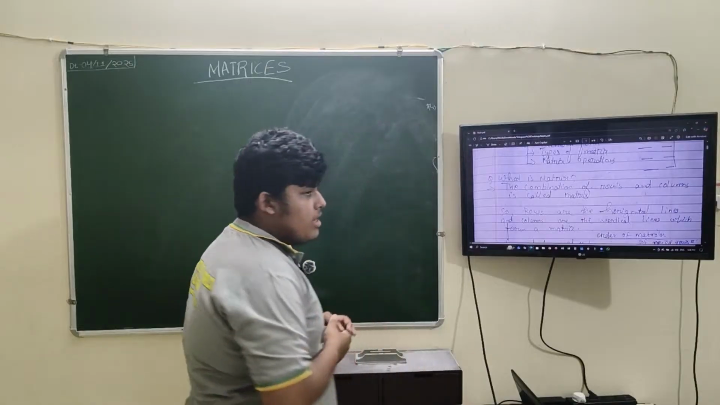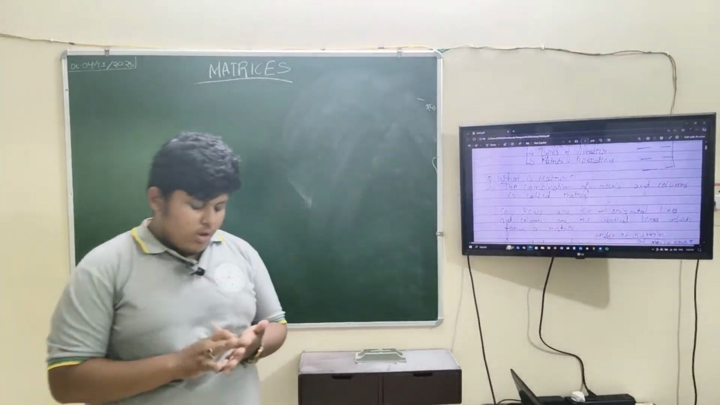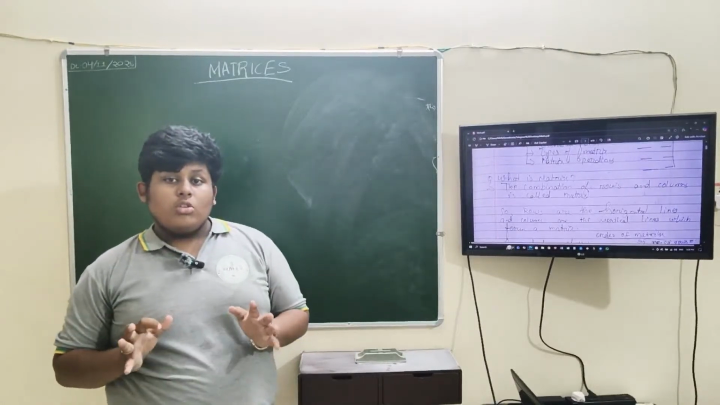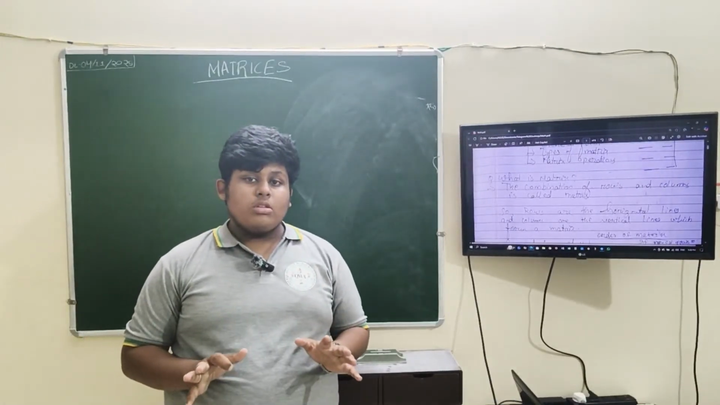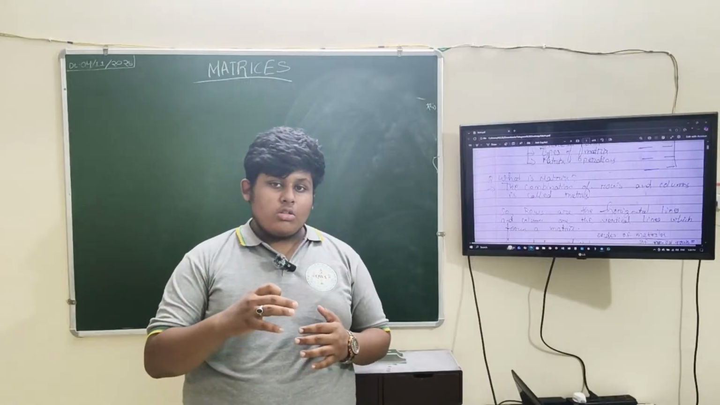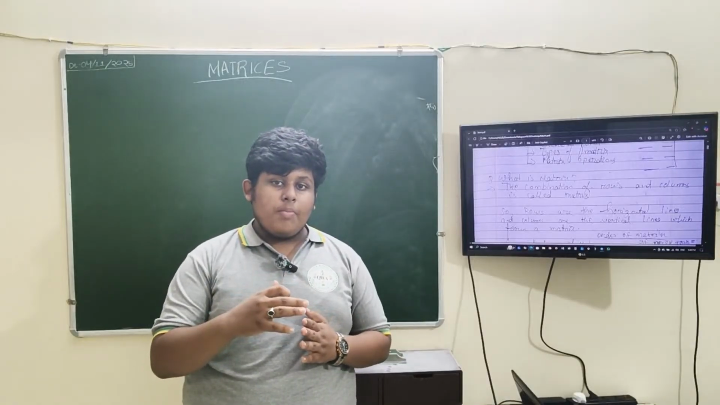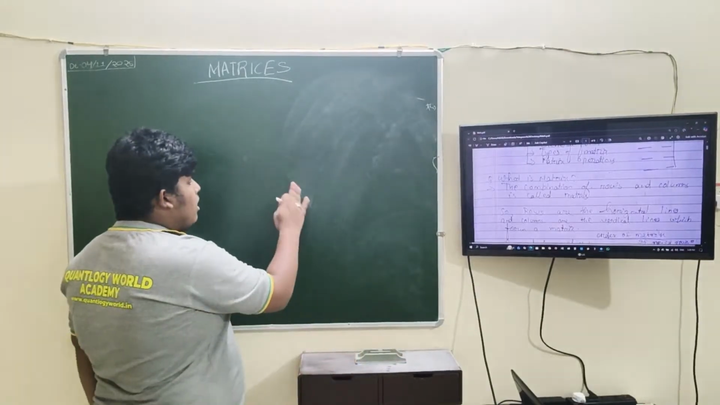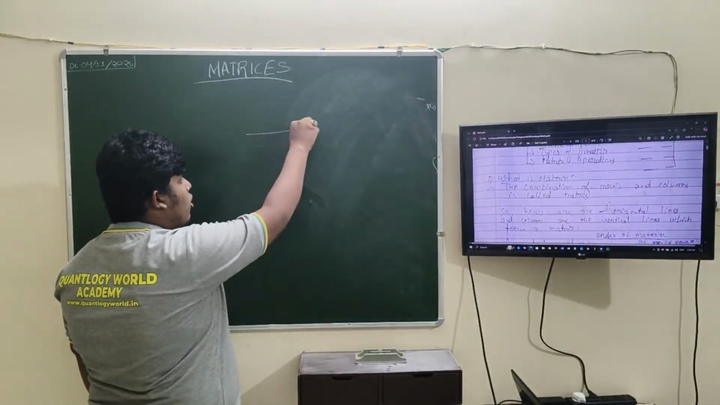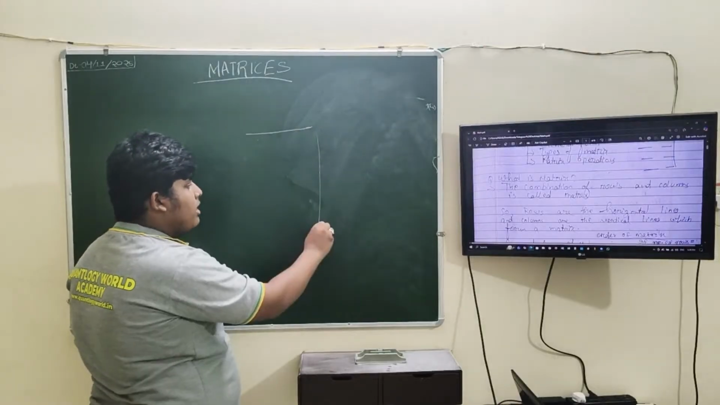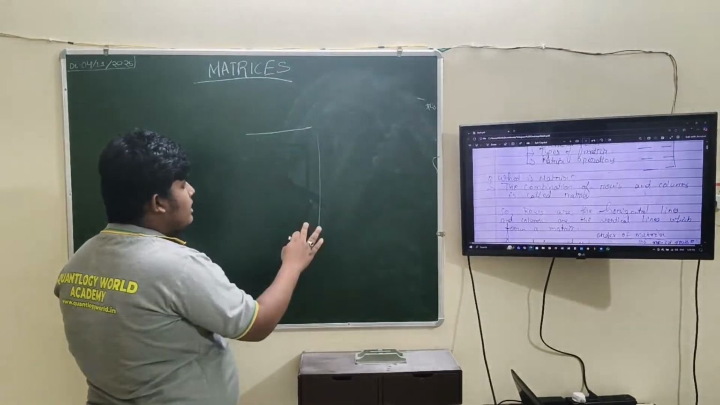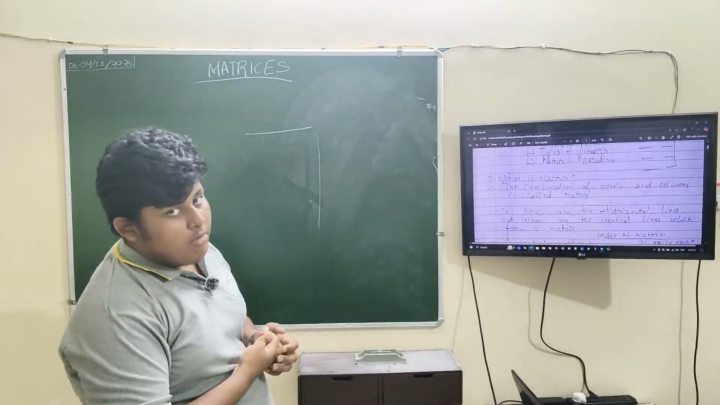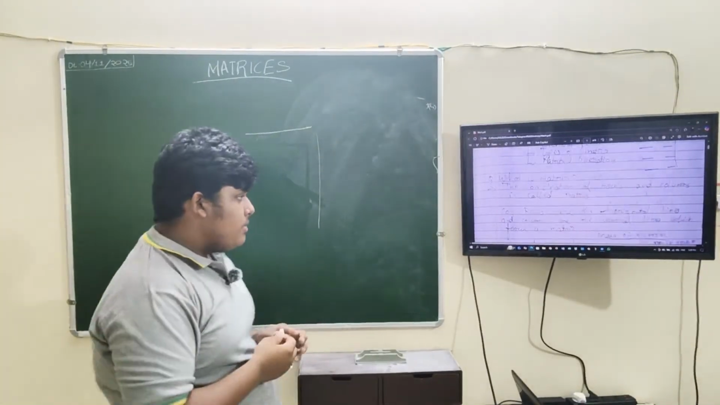So the first topic is what is matrix. First we have to know the meaning of this chapter, what is matrix. The combination of rows and columns is called matrix. If we construct rows and columns in a particular way, then it can form a matrix. For example, the rows are the horizontal lines and columns are the vertical lines. The combination of both horizontal and vertical lines forms a matrix.